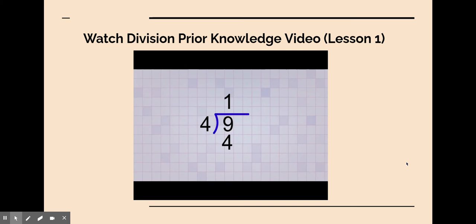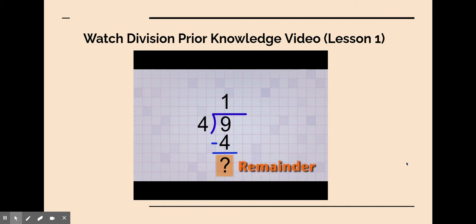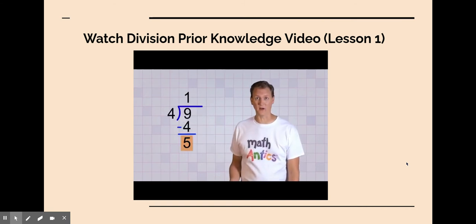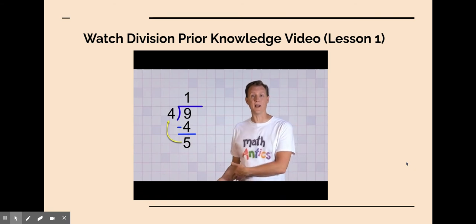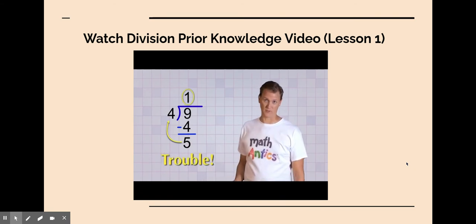I do that so I can subtract that amount from the 9 to see how much I'm going to have left over, to see how big the remainder will be. And when I do that, I see that 9 minus 4 will give me 5. That's a pretty big remainder. In fact, the remainder is bigger than the number I'm dividing by, and that's why this answer is trouble.